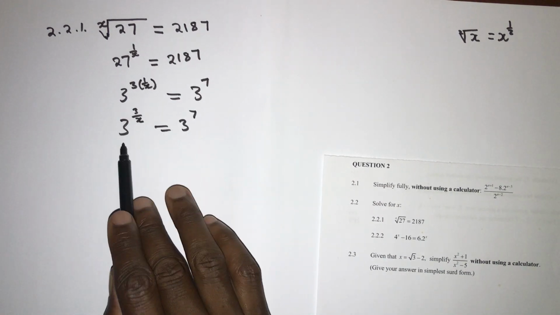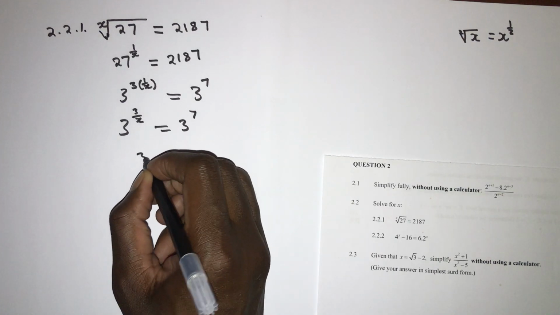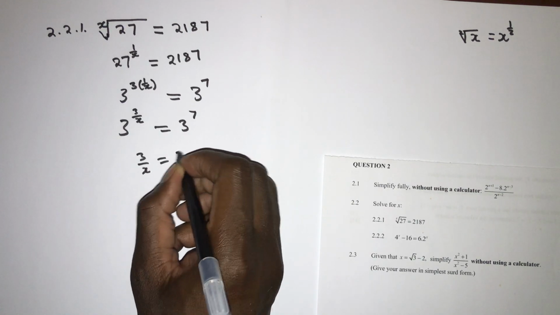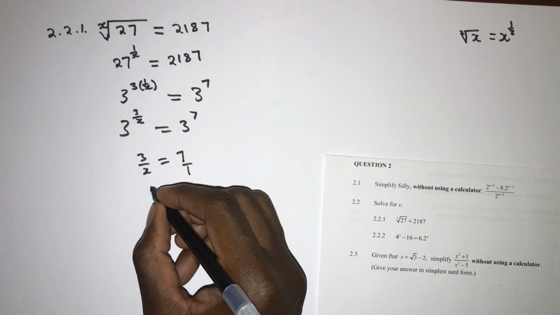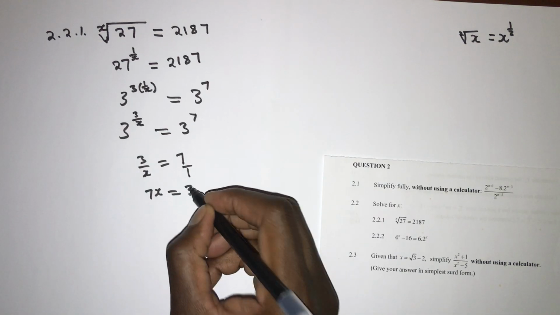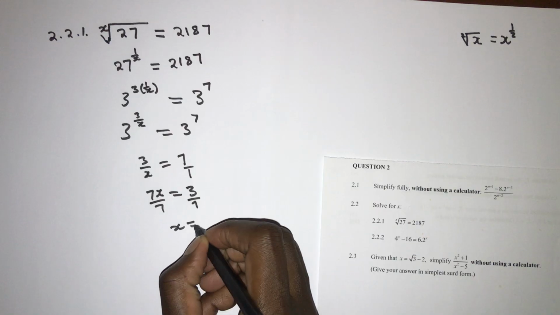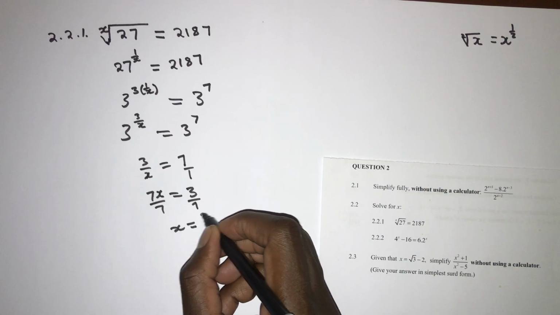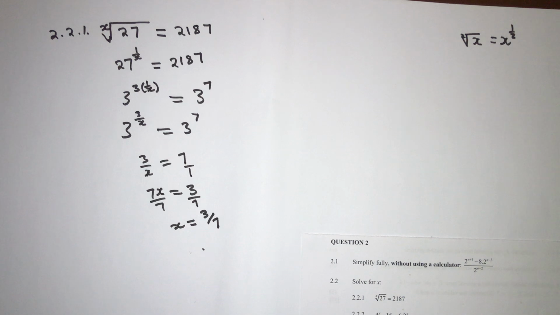So the bases are the same, it means that the exponents are equal. So we have 3 over x is equals to 7. Then we cross multiply x times 7, that is 7x. 3 times 1, that is 3. So divide by 7 both sides. X is equals to 3 over 7. So that is the answer for 2.2.1. And then we'll move to 2.2.2.